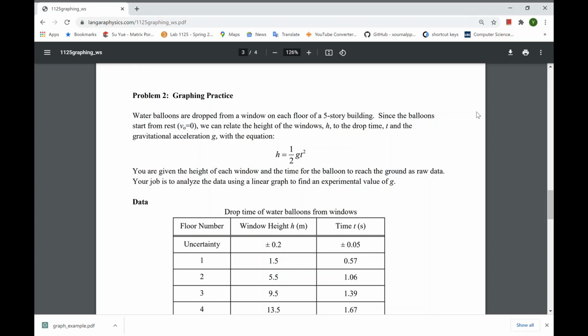Let's move on to problem 2. In problem 2, we are going to do a more complete, like a real lab, except the data is provided to you. So we are going to use the skills we learned in problem 1 to analyze this problem and finally get our desired quantity and write calculations, uncertainty analysis, and conclusions.